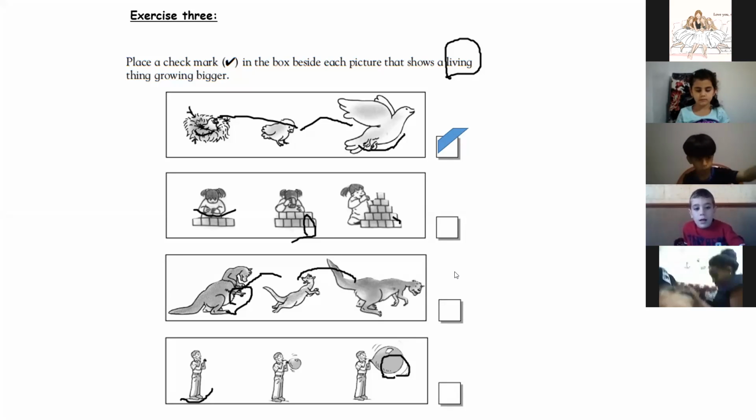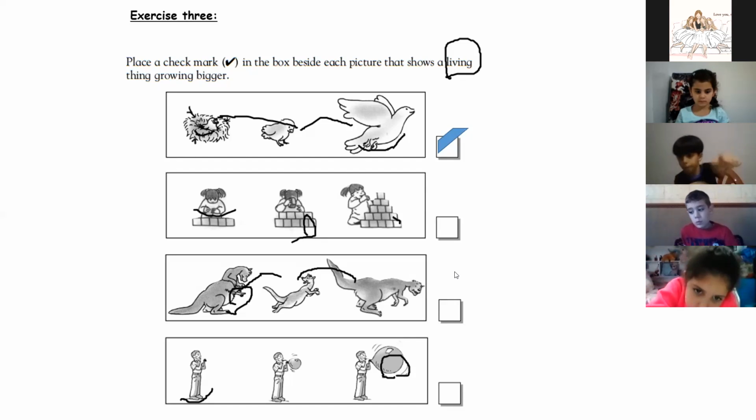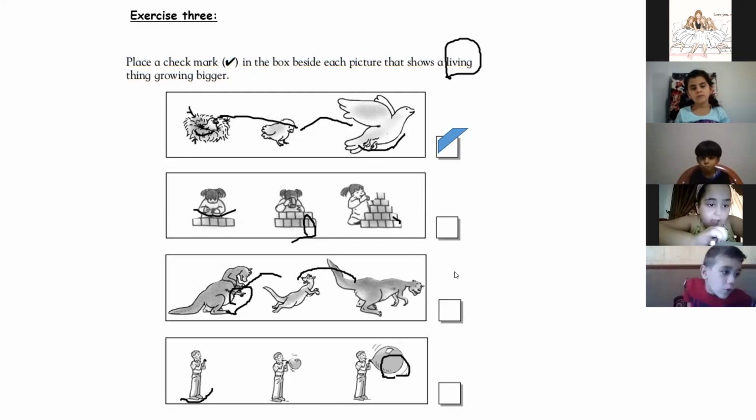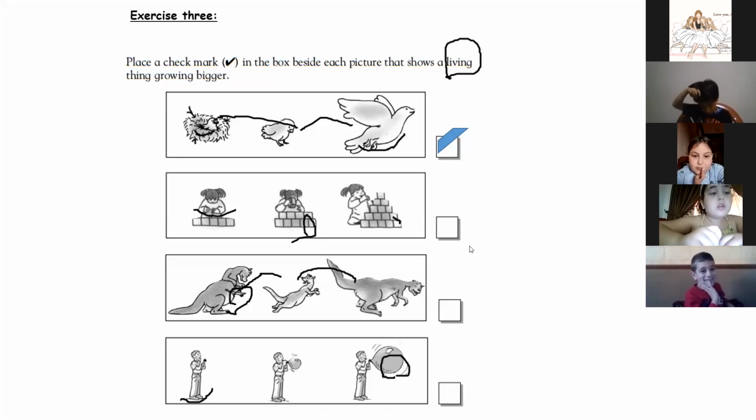Okay, Maryam Hammoud. The third picture, can you explain what you can see? A balloon. No, no, the third one, the kangaroo. Okay, is it living or non-living? I think maybe her network had a problem. Huda Watfa. The kangaroo, is it living or non-living? Living. So we can see a living thing growing bigger and bigger.